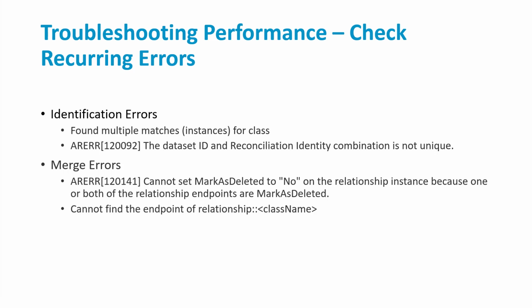AR error 120092. The dataset ID and reconciliation ID combination is not unique. This means that the same reconciliation identity cannot be assigned to another CI in the same dataset. This is expected behavior. To resolve the issue, you must find out why the reconciliation job was trying to assign the same reconciliation ID to another CI in the same dataset.